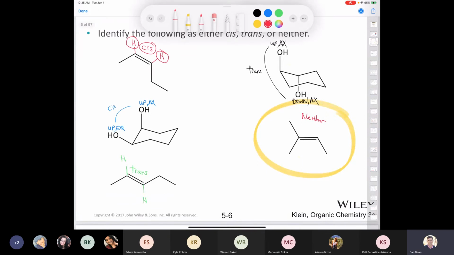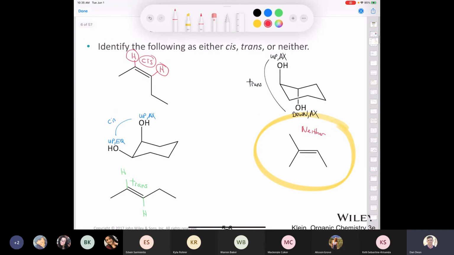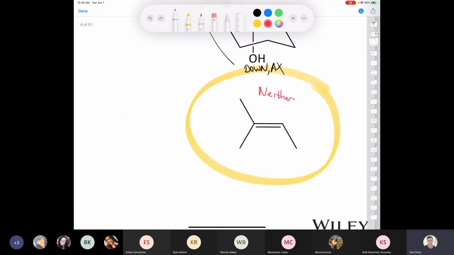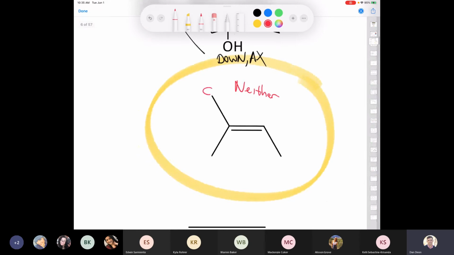So the reason we knew that this one in the top left was cis is because the two hydrogens are identical. The reason we knew this is trans is because the two hydrogens are identical. The problem with this molecule, the reason it's neither, is because here you have a methyl group, here you have a methyl group, and here you have a methyl group, and then here you have a hydrogen. So the methyl groups are all identical, right?